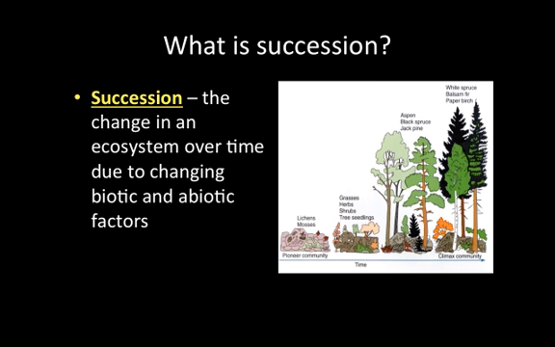Succession is the change in an ecosystem over time due to changing biotic and abiotic factors. So if we take a look on the right here, we can see over the period of time, going from left to right, that an ecosystem can significantly change. An empty field over 50 to 100 years can be fully blossomed with many different varieties of shrubs, trees, and grasses. So over a period of time, different organisms, different species grow within the ecosystem, and you can see the change that occurs over time.